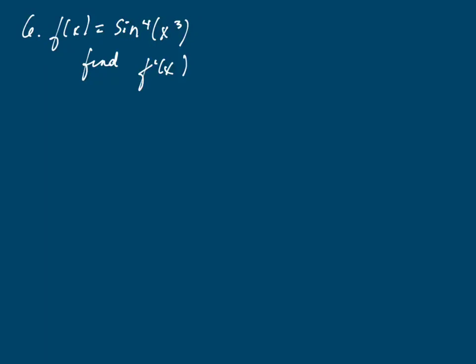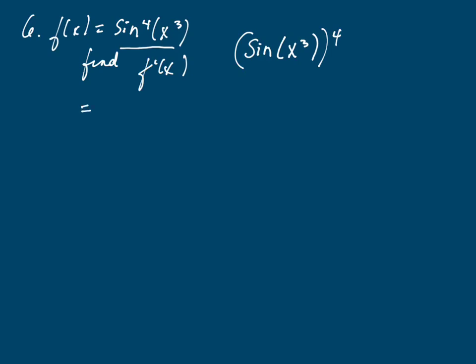Okay, for number 6, it wants you to find the derivative of sine x cubed to the 4th power. So I'm going to rewrite that to help me: sine of x cubed all to the 4th power. So this is going to be a mega chain rule, chain rule, chain rule, chain rule. So let's make sure we do it right.